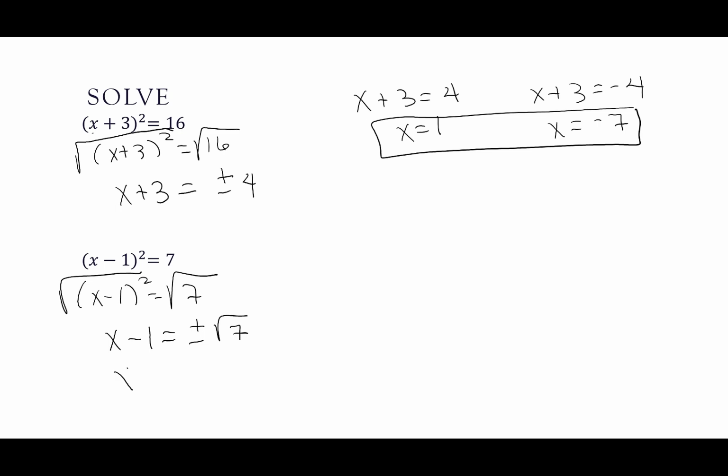The 1 needs to go over, so I have x is equal to 1 plus or minus the square root of 7. That means I have 1 plus the square root of 7, and I have 1 minus the square root of 7. So still 2 solutions. I do want to leave it like this. I don't care if it doesn't look pretty. This is the exact answer to this equation.